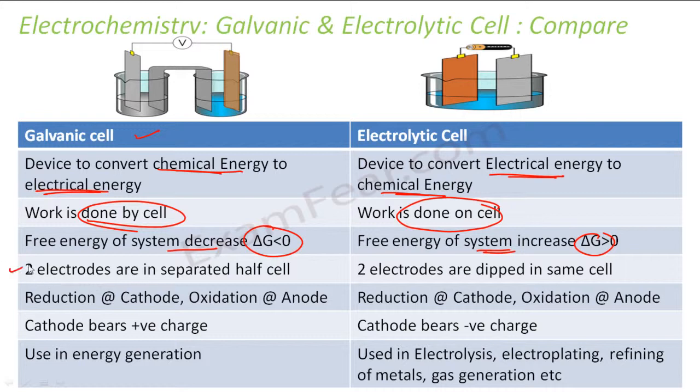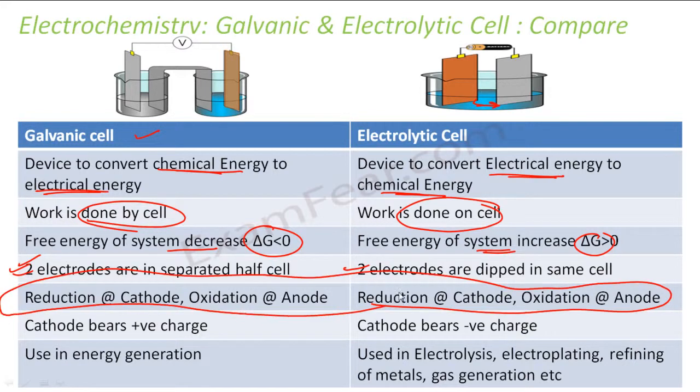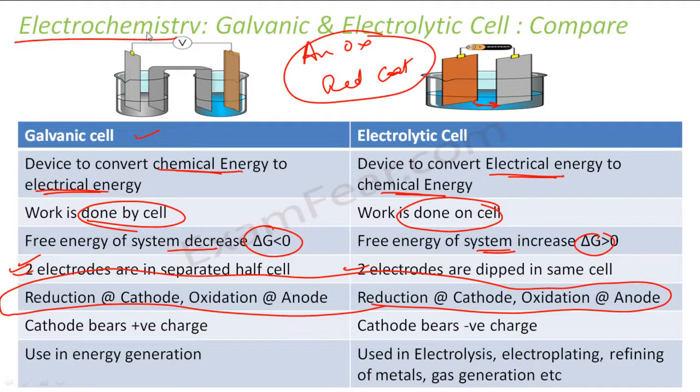Generally here we have two electrodes, they are in two different half cells. Here we have generally two electrodes and they are in the same cell. This is generally, not always. Here reduction is at cathode, oxidation at anode. The rule is the same here also: An Ox, Red Cat. This rule is true for all electrochemistry, whether it is galvanic cell or electrolytic cell. So anode, oxidation; reduction, cathode.